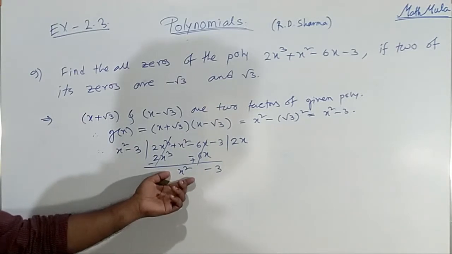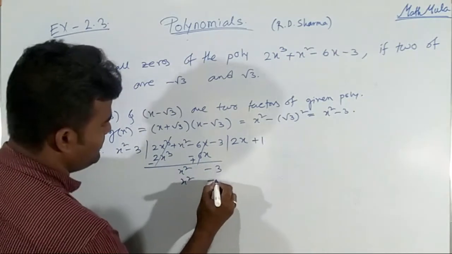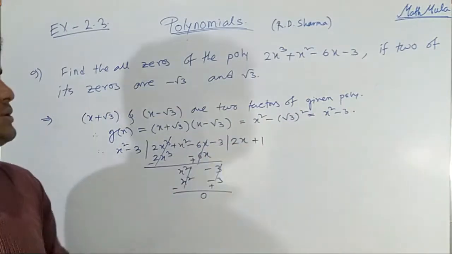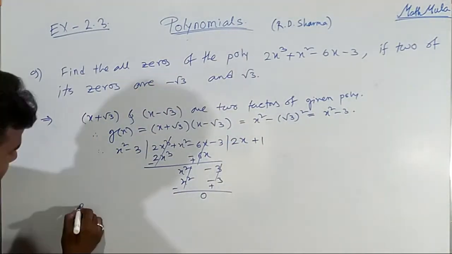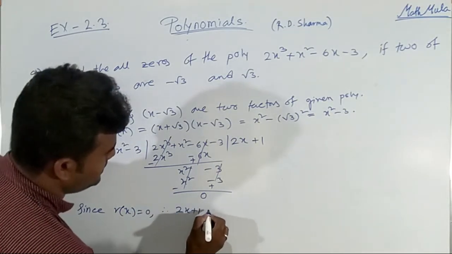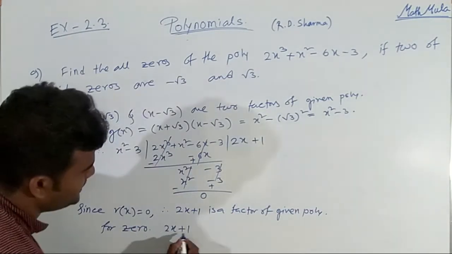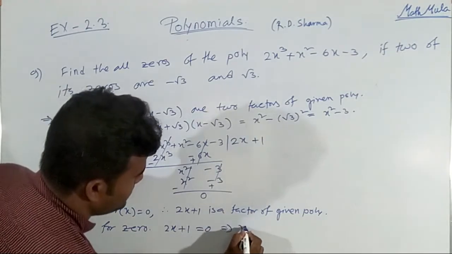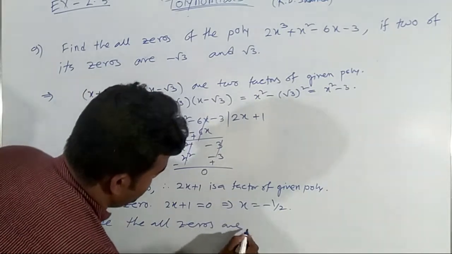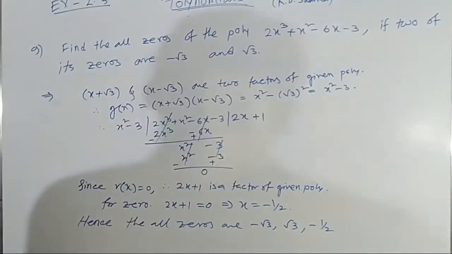Now the first term is x square. That means we have to multiply the divisor by plus 1. x square minus 3, minus will be plus, and both are cancelled. The remainder is 0. That means the quotient is one of the factors of this given polynomial. Since r of x is equal to 0, therefore 2x plus 1 is a factor of the given polynomial. For zero, 2x plus 1 equals 0, that means x is equal to minus 1 by 2. Hence all the zeros are minus root 3, root 3 and minus half. That's it.